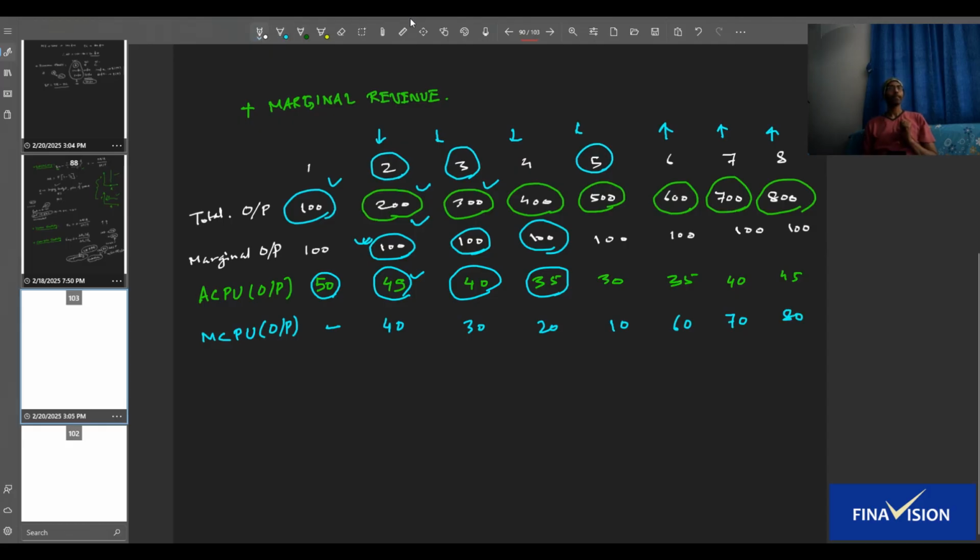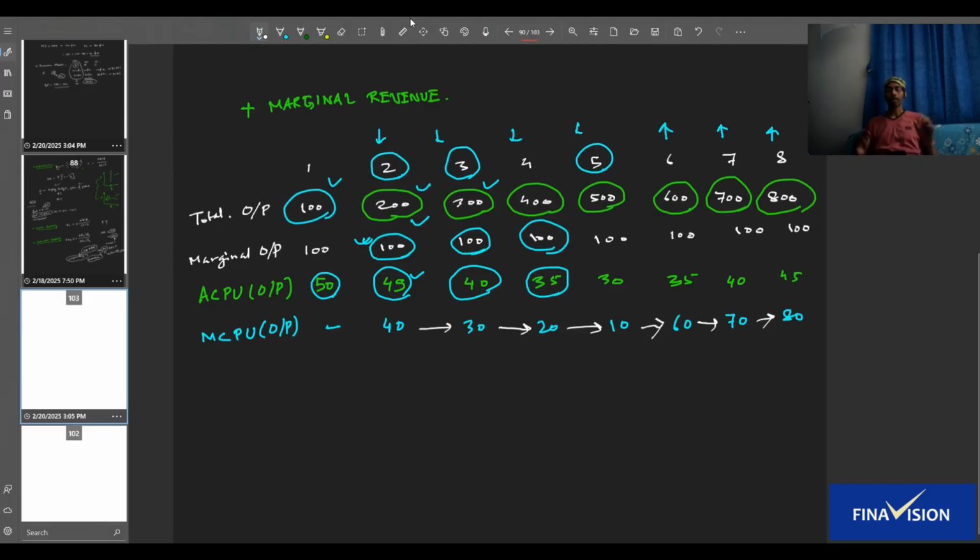So friends, we can see something very, very interesting here. From 40 to 30, the marginal cost goes down. 30 to 20, it goes down. 20 to 10, it again goes down. But from this bottoming stage, the next set of 100 unit output increase creates a drastic increase in the marginal cost. So this becomes 60, then it becomes 70, then it becomes right up to 80.